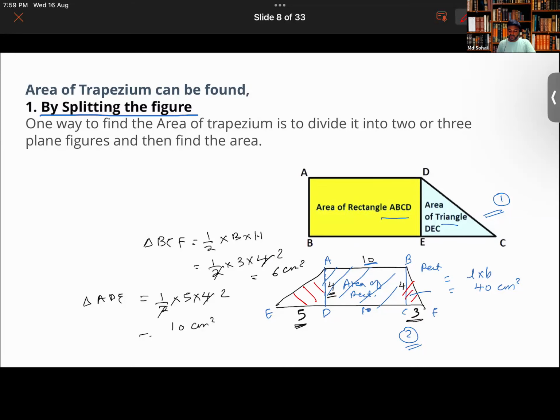Now this one is also here, the area of the rectangle. Simply add them. So it's going to be 40 plus 16, 56 square centimeter. Sorry about that. It's 56 square centimeter, right, guys?